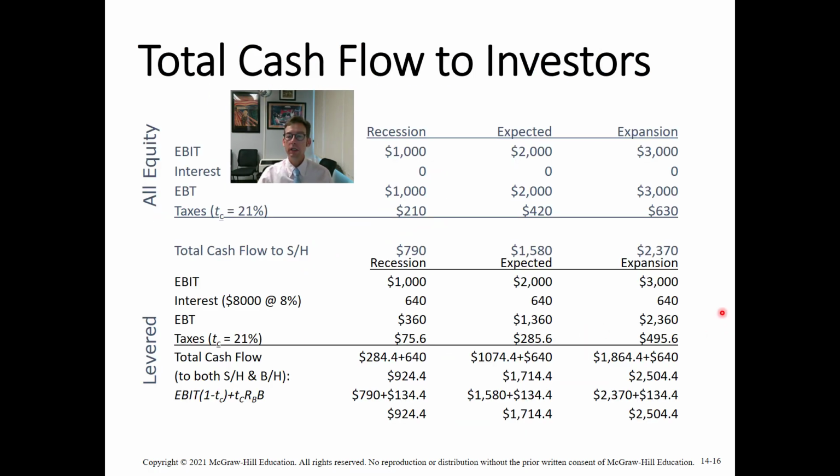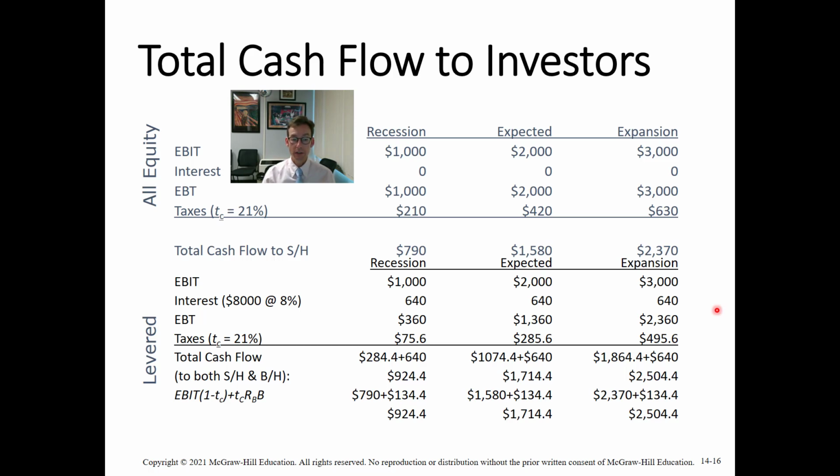Let's look at the total cash flow to investors. Remember that people invest in order to be able to get cash flows. Well, which firm is going to give them greater cash flows? Is it going to be the equity firm or the levered firm? Well, at first you might say, wait a minute, the levered firm, they've got to pay interest, so it has to be the all-equity firm. But that's not true. So look at the all-equity firm. In recession, they have $1,000 earnings before taxes, and they have to pay $210 worth of taxes, so then that's $790 in cash they can pass on to the shareholders. But look at the levered firm.